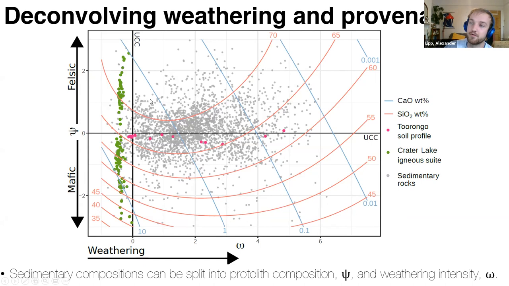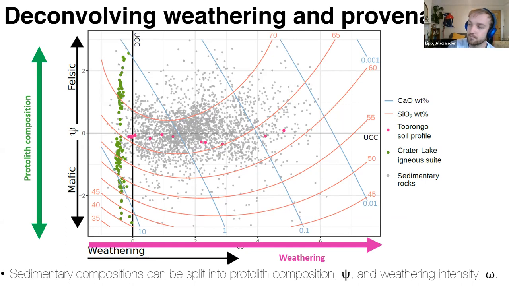So the cross here at the origin represents the composition of the upper continental crust. And the motion from left to right is just increasing our weathering intensity. And the motion vertically is changing the composition of our protolith. So up is felsic and down is mafic. And this is represented by the contours of elemental concentrations here. So red is silicon, which we can see go from high to low as we get more mafic, and then contours of calcium, which go from high to low as we increase weathering. So any sedimentary composition can be described in terms of these geological processes.